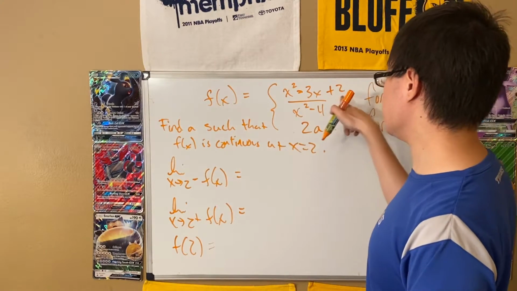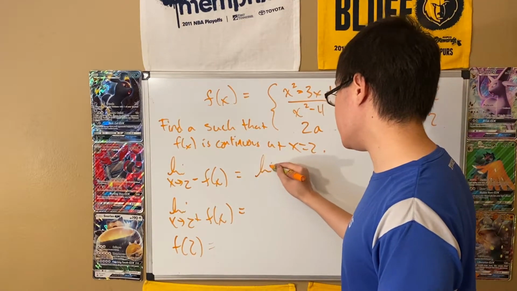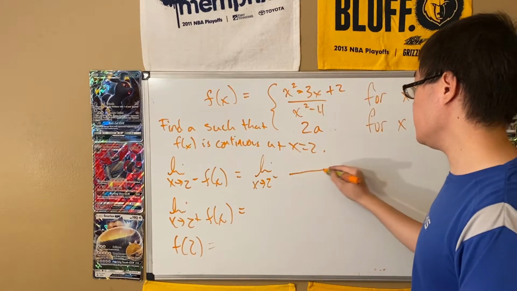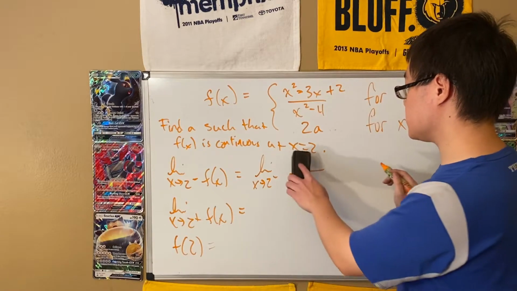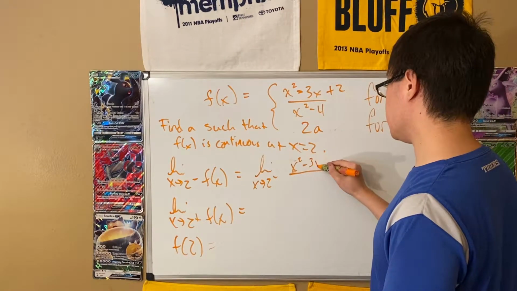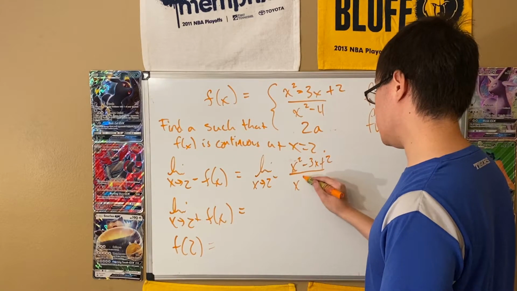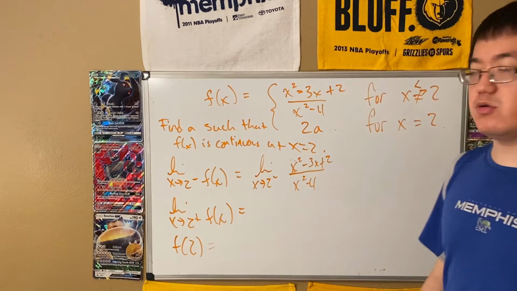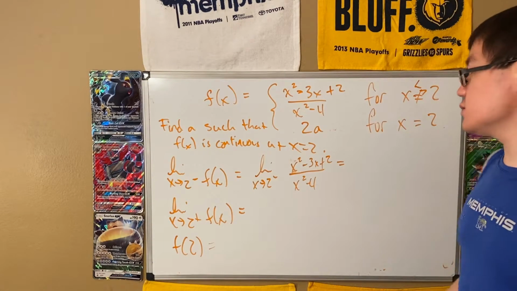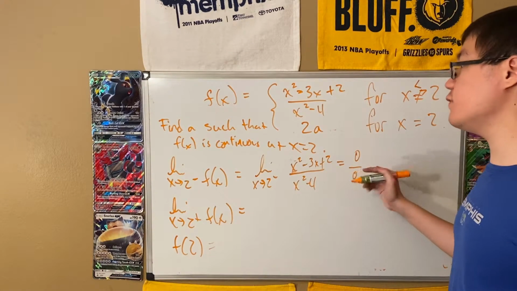So when we plug in this 2, we're going to get the limit as x goes to 2 minus of this top thing right here. It's going to be 2x squared minus 3x plus 2 over x squared minus 4. When you plug in 2, notice that something weird happens. You're going to get 4 minus 6 plus 2, that's 0. You get 0 over 0.